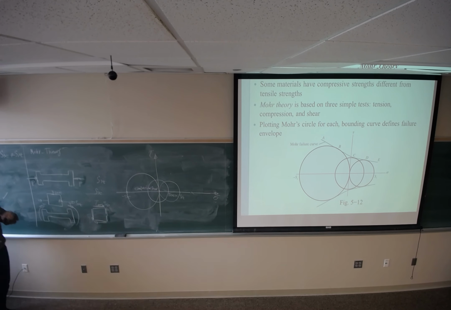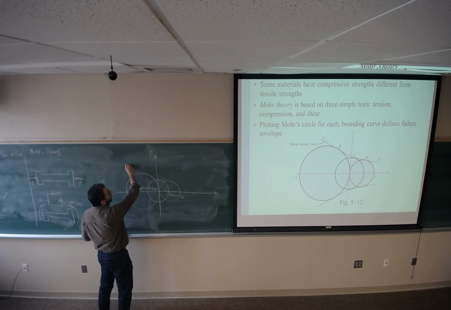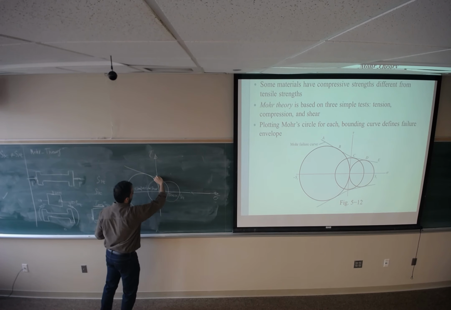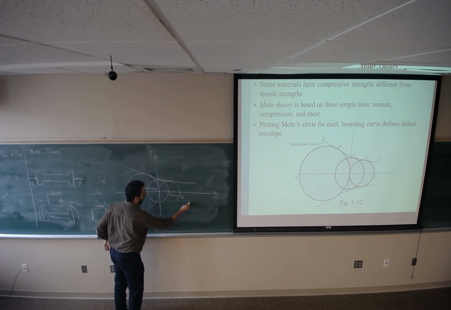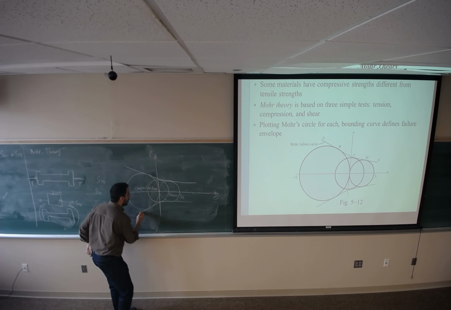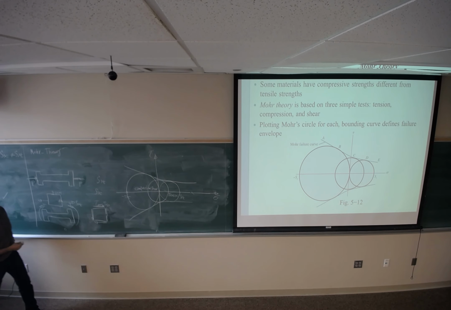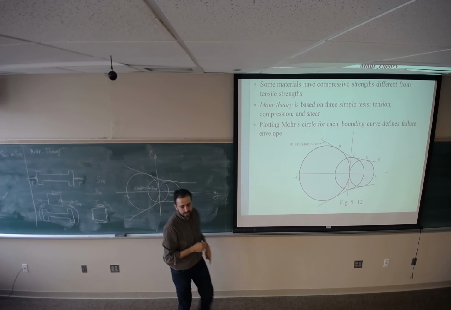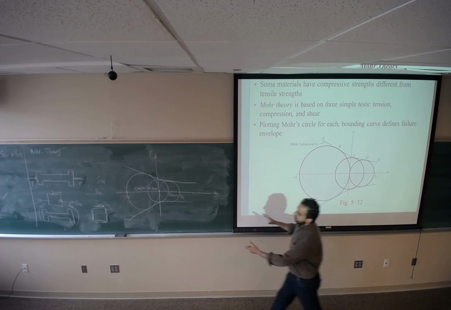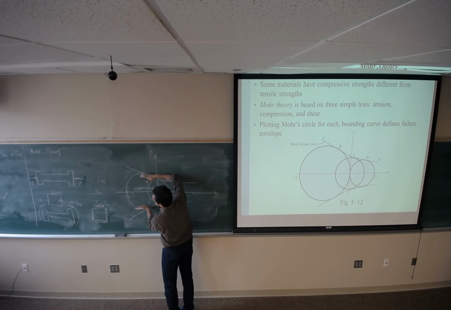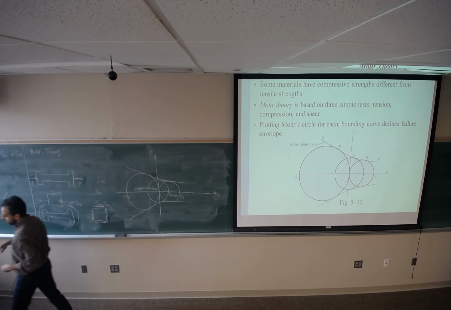So this theory says if I have a bounding curve like this, something like this, through these three circles, then inside the bounding curve, it's going to be safe for the design.